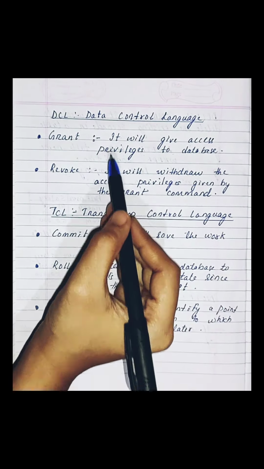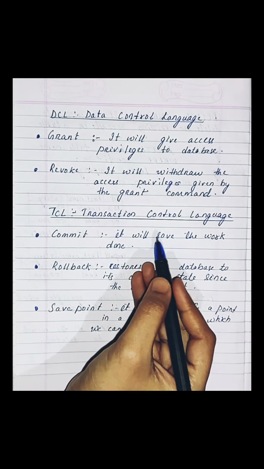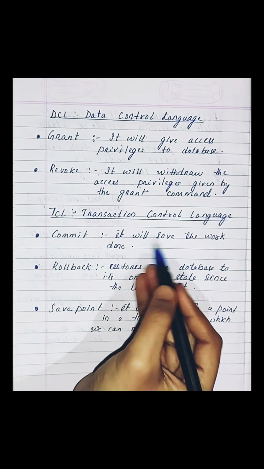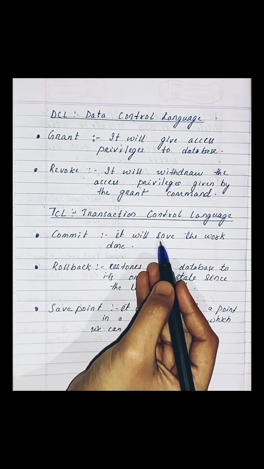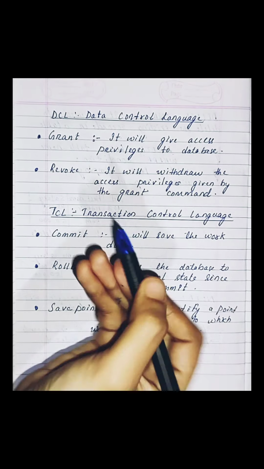Now moving ahead to the TCL command, that is transaction control language. It is further of three types, that is commit, rollback and savepoint. Commit will save all the work that has been done. That is, suppose we are creating the table, we are inserting some values, then we are updating the value. After that, if we are writing commit, then it will save all the work that has been done. Whenever we are writing commit, it will save that work.